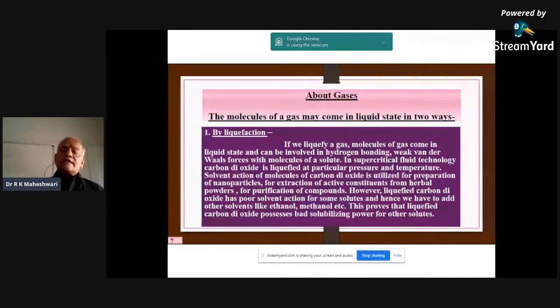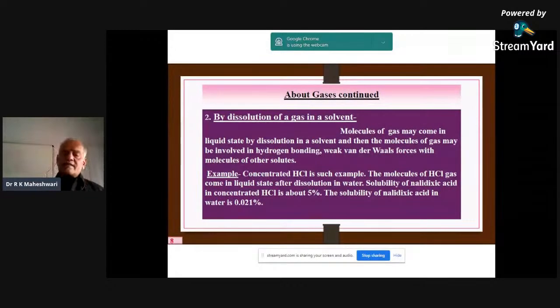Similarly, if you liquefy any other gas, say nitrogen, helium, oxygen, then also the molecules will come in liquid state and they may be involved in hydrogen bonding, weak van der Waals processes, and so demonstrate their solvent character for some solutes. But I told you that utilization of gases for solvent character is a costly matter. That's why I've explained this way: by liquefaction the molecules of gas come in liquid state.